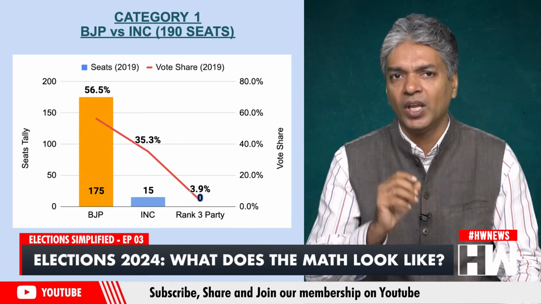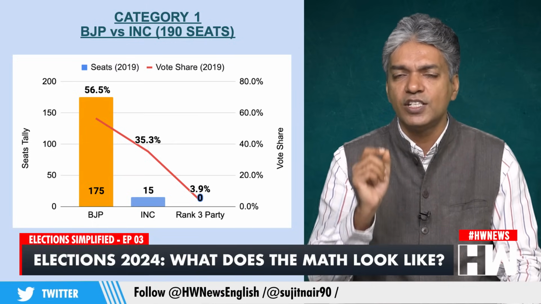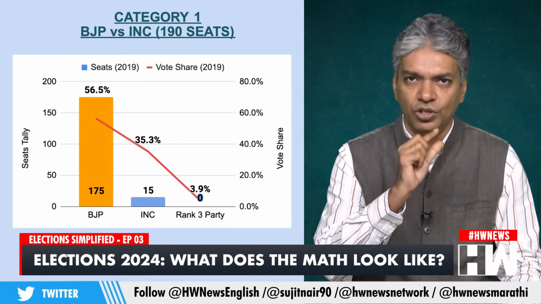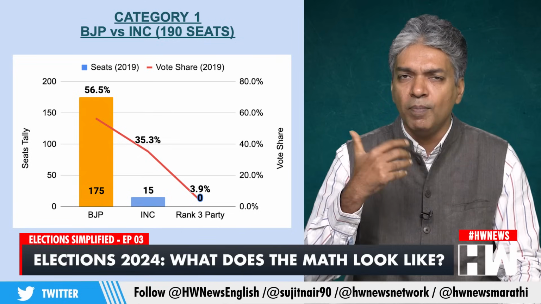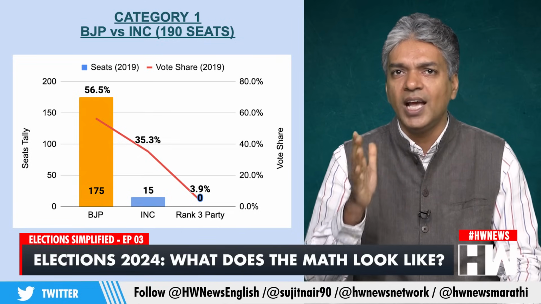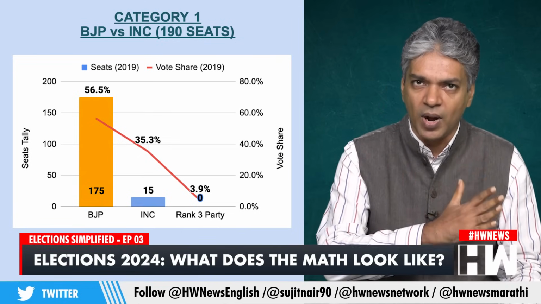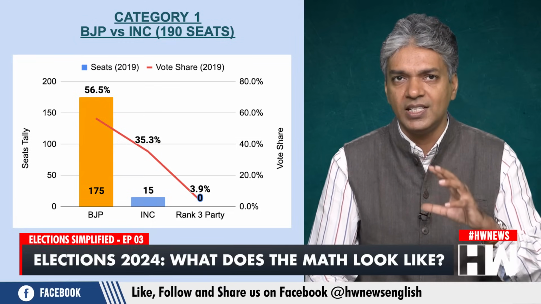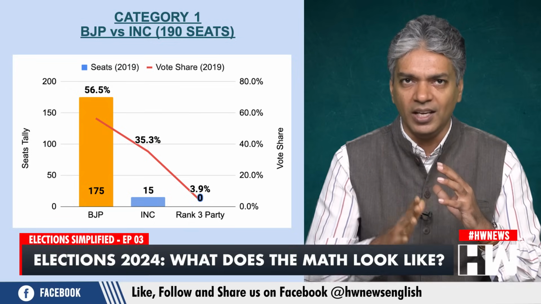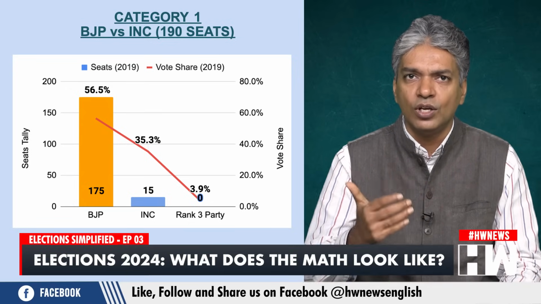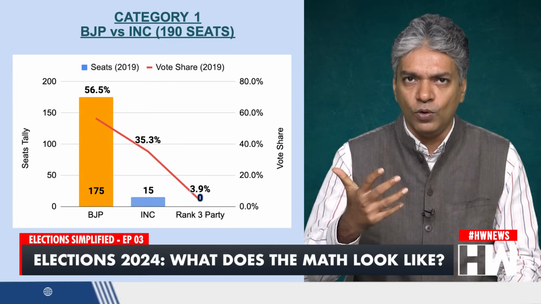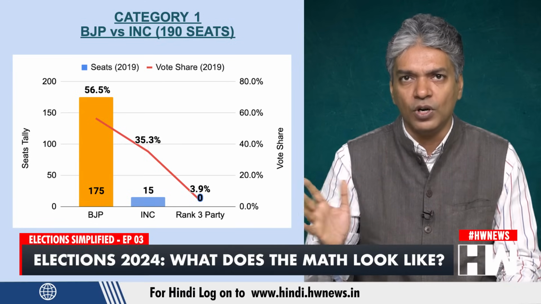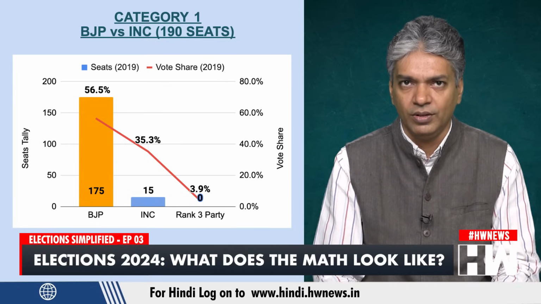Friends, essentially, if the third party gets more votes than the victory margin of the runner, it implies that the third party has spoiled the chance of the second party who finished as the runner-up. Now, in these 190 seats, as the degree of bipolarity increases, these seats could become further close and the role of the third party could get further marginalized.